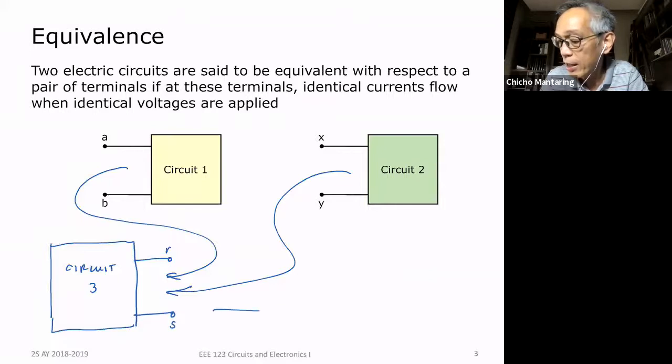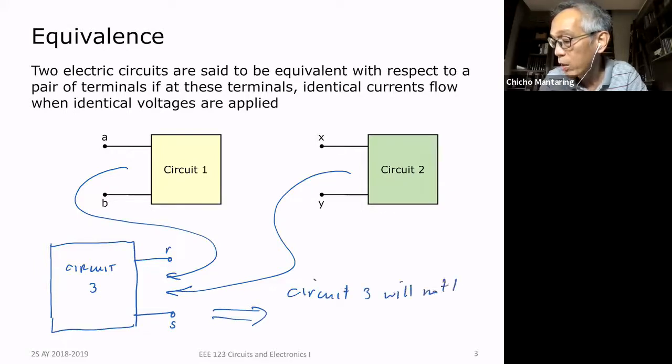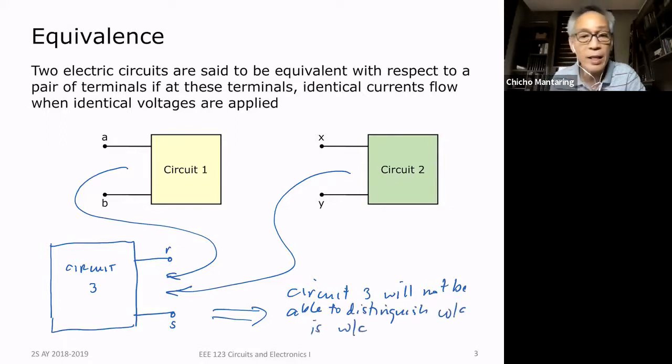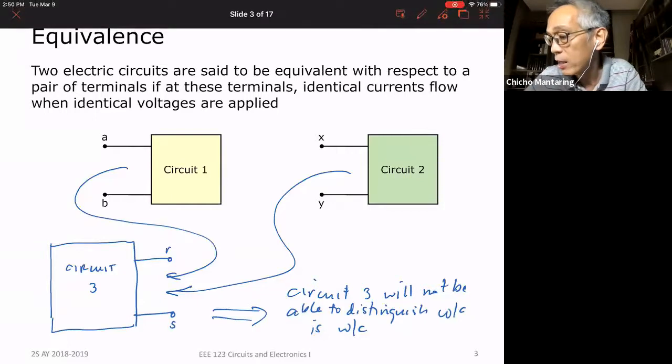This circuit 3 will not be able to distinguish which is which? That is the meaning of equivalence. Hindi malalaman ng circuit 3, circuit 1 ba ang nakakabit sa akin or circuit 2? Because from the perspective of circuit 3, the two circuits feel exactly the same. Yun ang ibig sabihin ng equivalence.